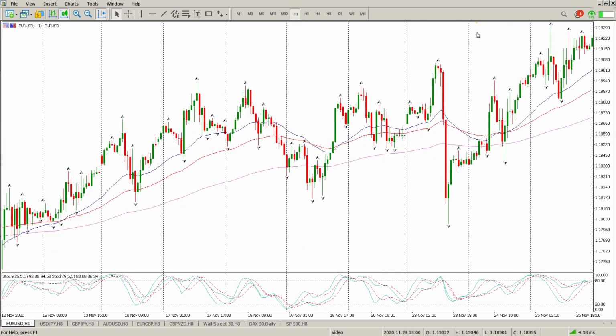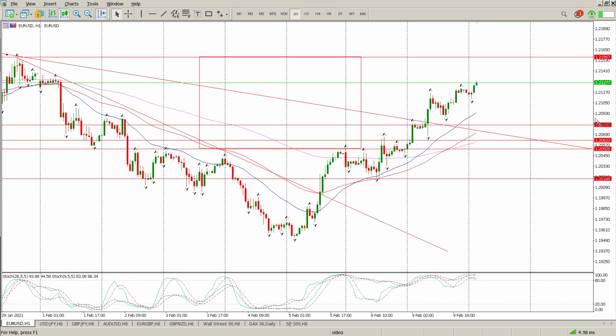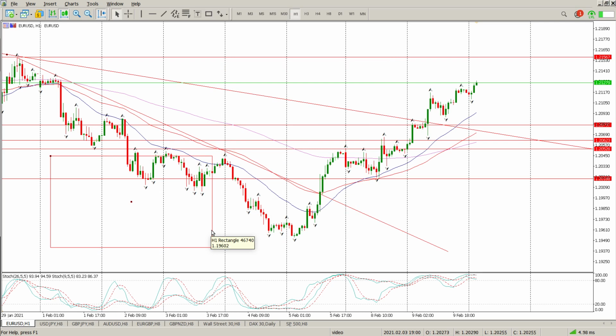So let's just get down to the hour and see what we have here. A couple of things to bear in mind. We have a measured move up here of 121567. So obviously that's this head and shoulders here. Okay, so that is the one measured move. I just want to delete that. So that is still on the card.